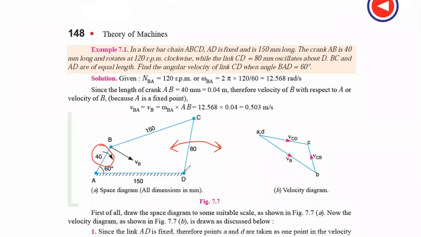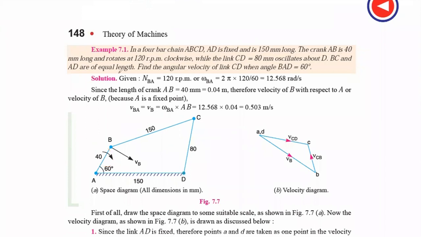About which point? About D, because point D is fixed now. So the CD link has only one option, either to move left or right. That motion is known as oscillatory motion. That is not a complete rotation. That is oscillatory. It can move in this way, left, right, left, right. So it is a to-and-fro motion.